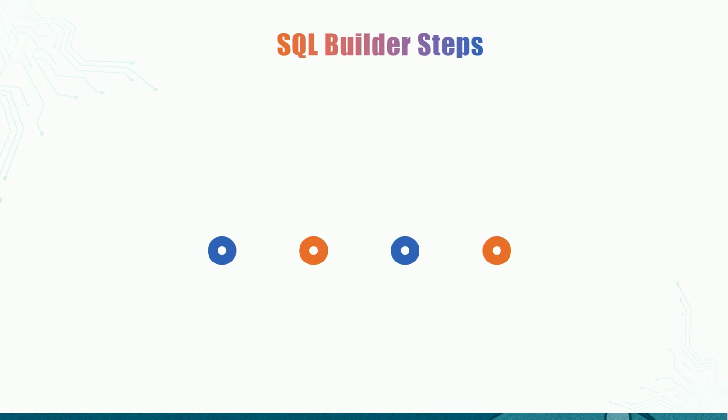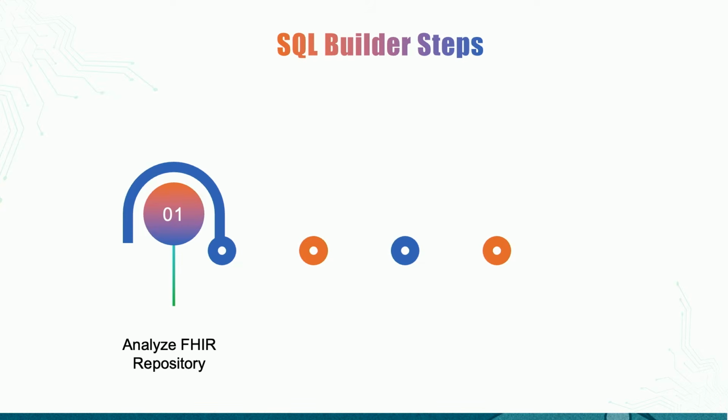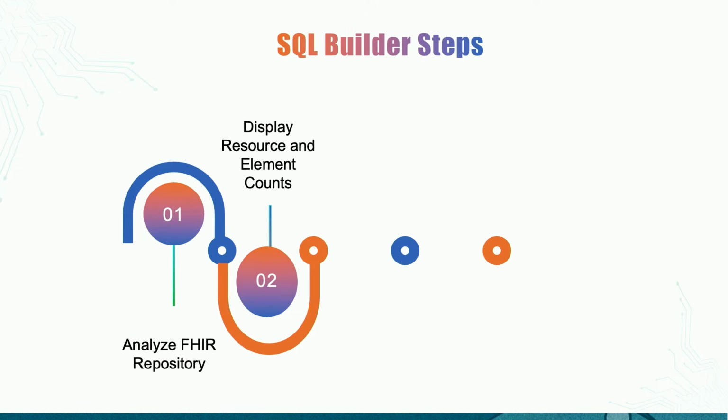The first step is we're going to analyze the FHIR repository. This is going to tell us everything we need to know in terms of the counts of different resources in the repository, their elements, whether we're dealing with arrays for certain elements, etc. Then we want to display this so that you can make an intelligent selection of what you want to include in terms of resources and element counts in your SQL schema.